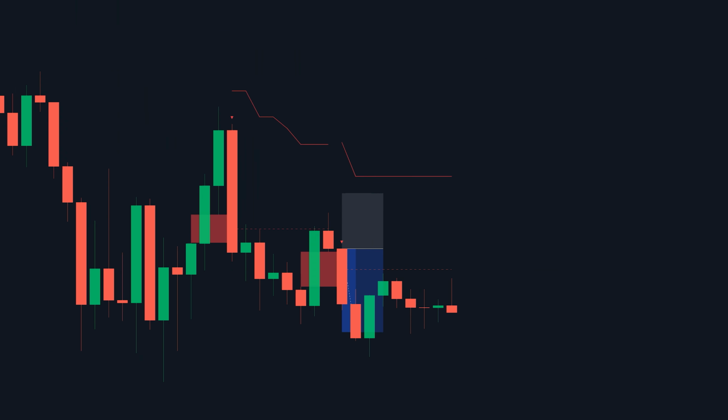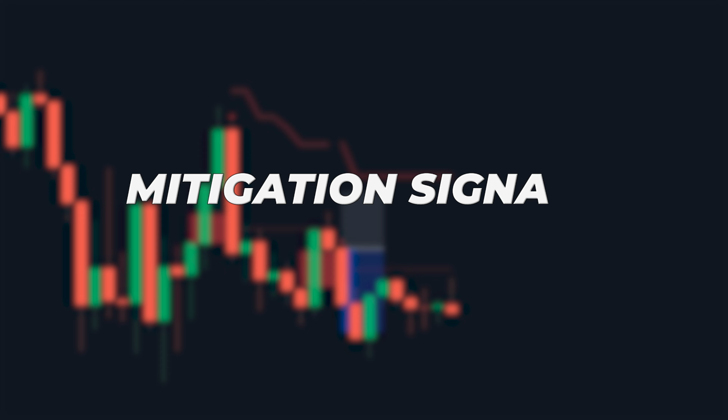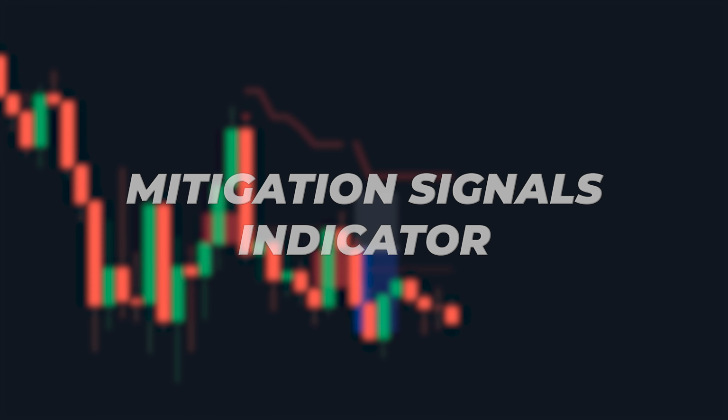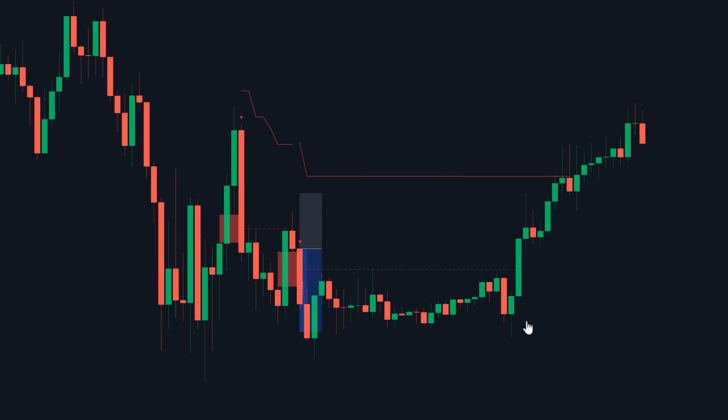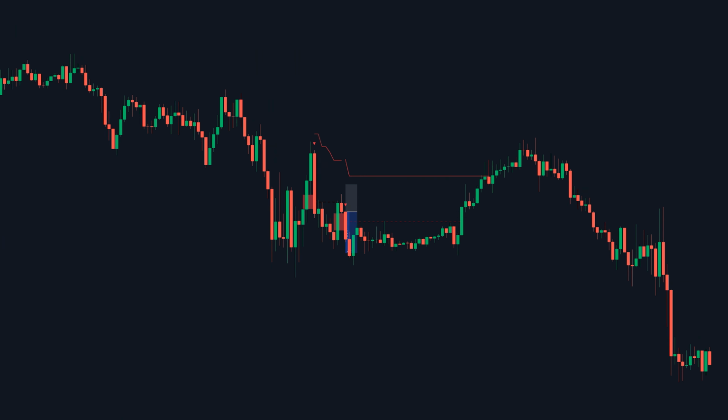Ladies and gentlemen, that is the FVG Instantaneous Mitigation Signals Indicator by LuxAlgo. Go ahead and check it out on Tradingview and see how you can incorporate it into your trading arsenal.